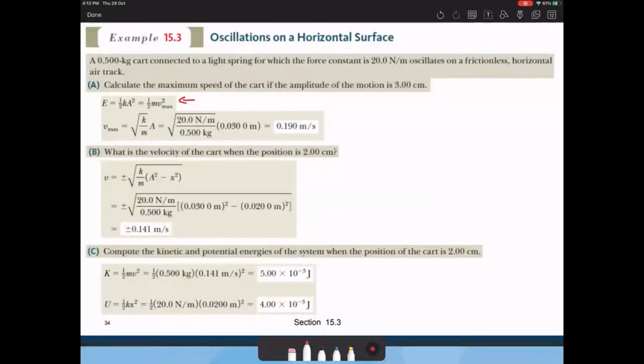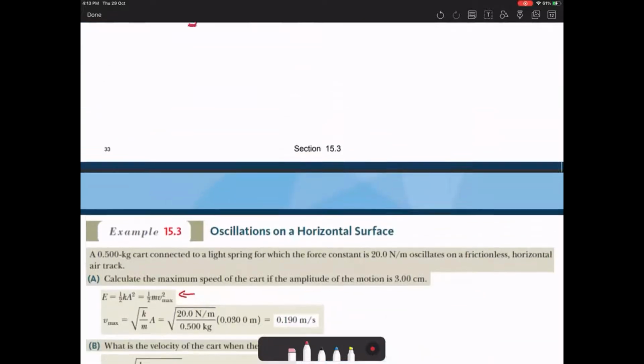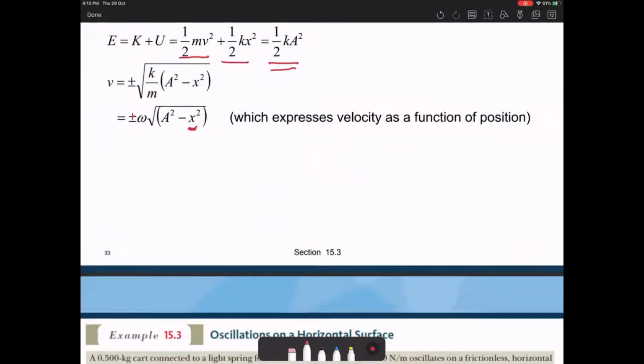At the position 2 cm from the equilibrium point, the velocity could be determined by the equation on the last page. v equals square root of k over m times A squared minus x squared.